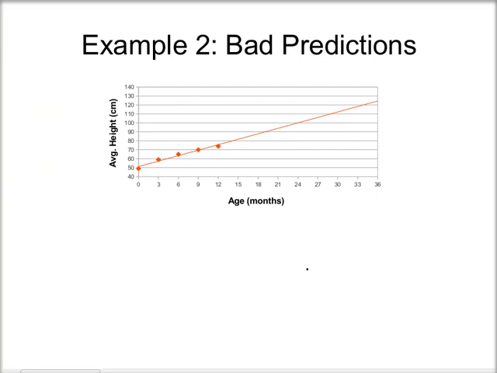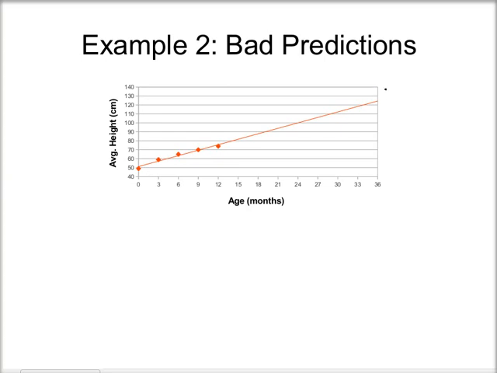Here I've got a graph where I've got age in months of an infant, and then the average height for that age. So at 0 months, a newborn has an average height of about 50 centimeters. And then I've got the average heights for everything up to 12 months. And I've added my regression line on here for those 5 points that I've got, and it looks like they fit that line pretty well.